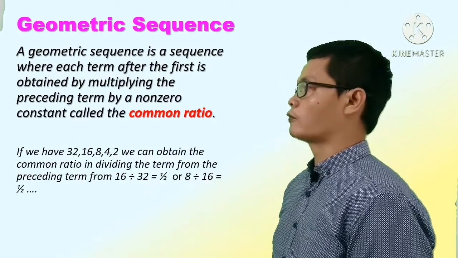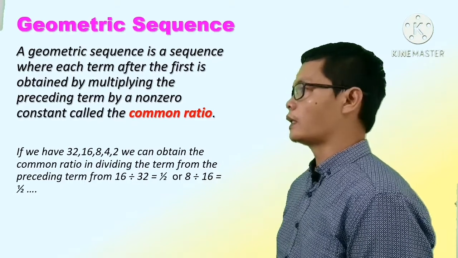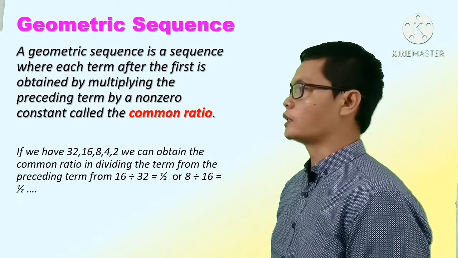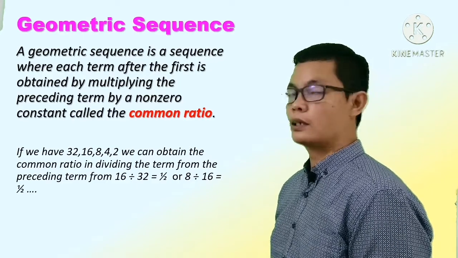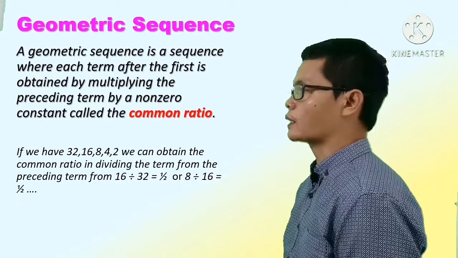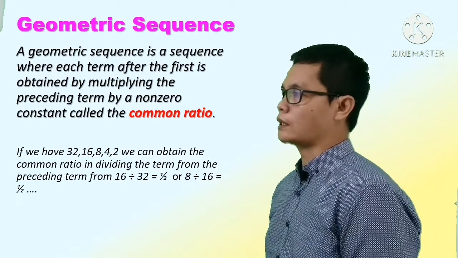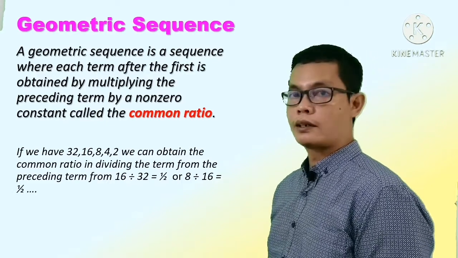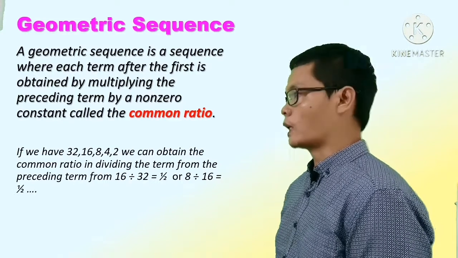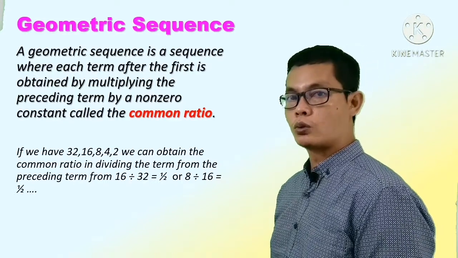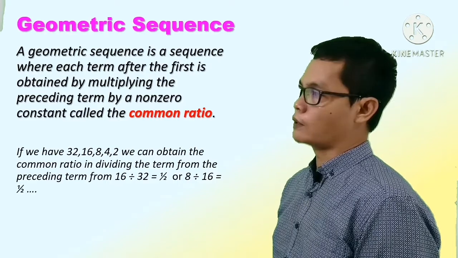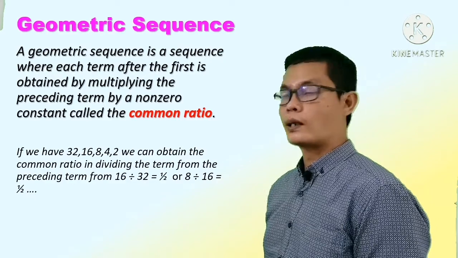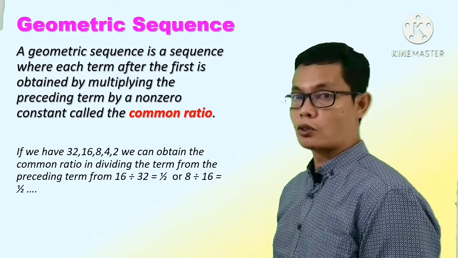Consider this: if we have 32, 16, 8, 4, and 2, we can obtain the common ratio by dividing the term by the preceding term. Kung makikita natin ang second term is 16, then we can divide it by the first term. 16 divided by 32, mathematically we have 1/2. Then 8 divided by 16, the third term and the second term, 8 divided by 16 is equal to 1/2, and so on and so forth.